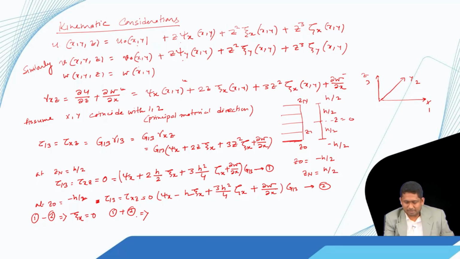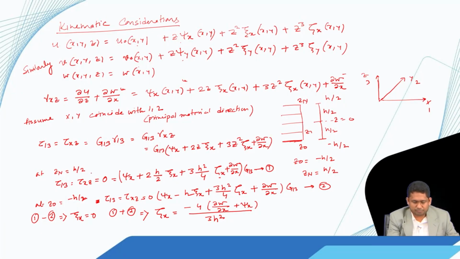Now, if I do 1 plus 2, then we can add these two equations up, and from that sum we can express zeta x using the other variables psi x and w. If I do that, we get zeta x is equal to minus of 4 del w by del x plus psi x, divided by 3h square. So, with this we can reduce the number of unknowns.